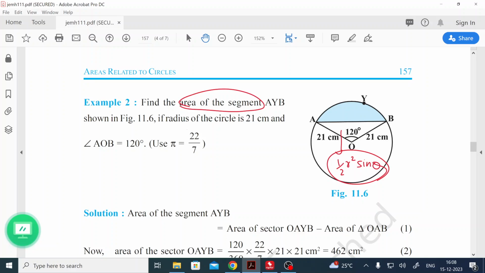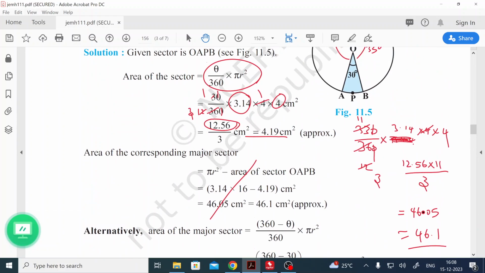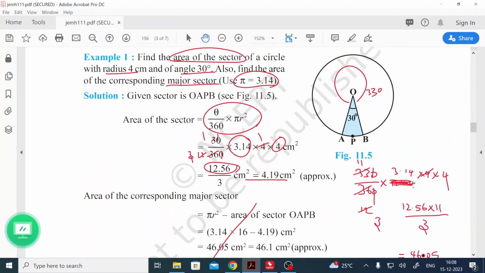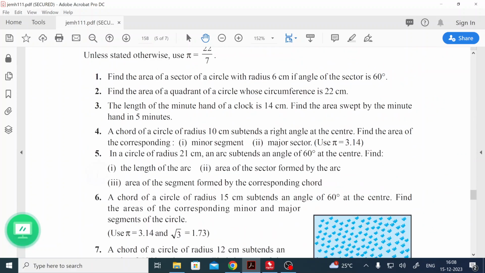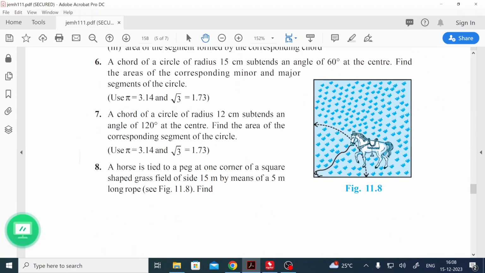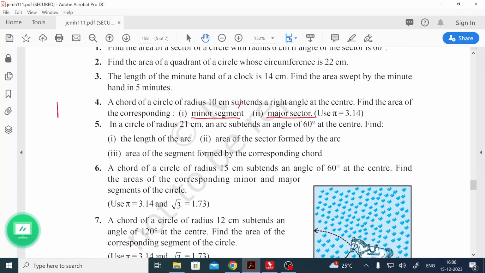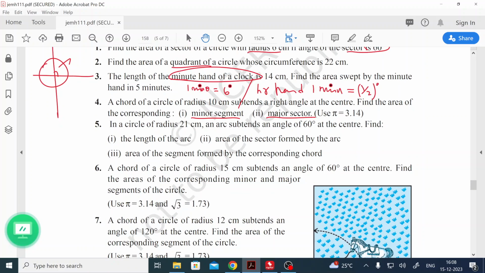If they are asking major sector, this idea you use. Which idea? Angle subtraction. Major sector, if they are asking, what is the given angle? From 360 you remove, you will be getting that. Directly you can get the major sector. Do you understand the difference? What I am telling? Do you understand, children? So here they asked a major sector, in question number 4. Yeah. See here, major sector they are asking.